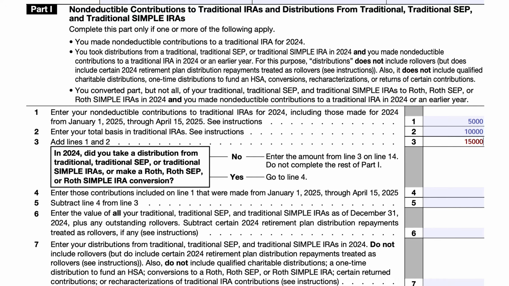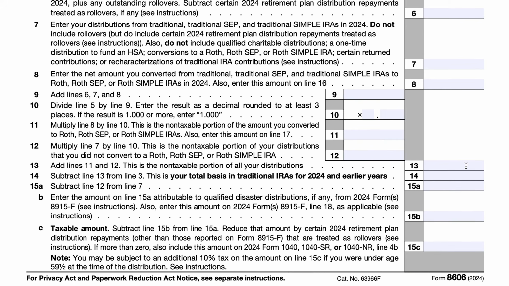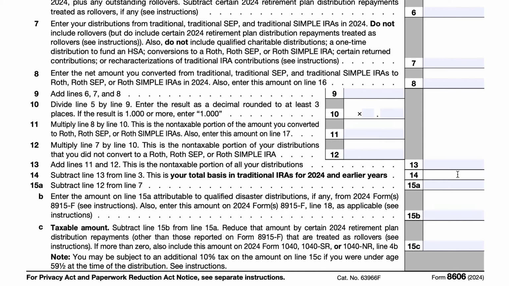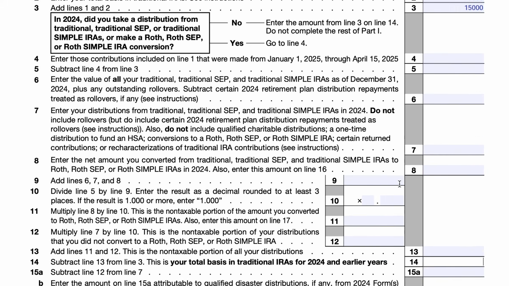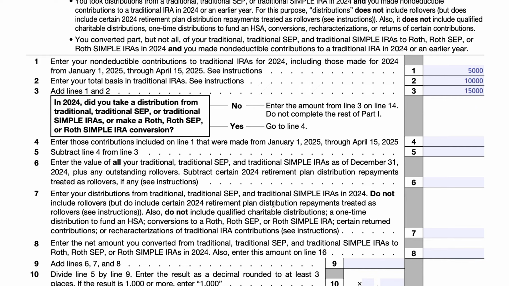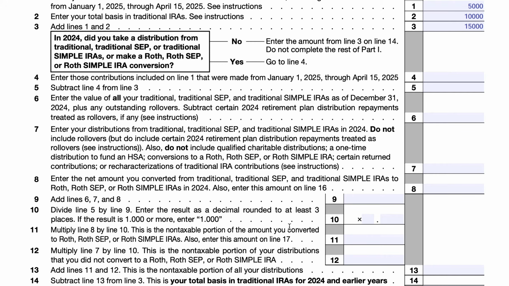So if you did not, then you would simply enter the amount from line 3 onto line 14, and you would just take this amount and put it here. You don't need to complete the rest of this calculation. However, if you did take a distribution from one of those accounts, or if you did make a Roth conversion, then you would need to complete these 10 steps in between.